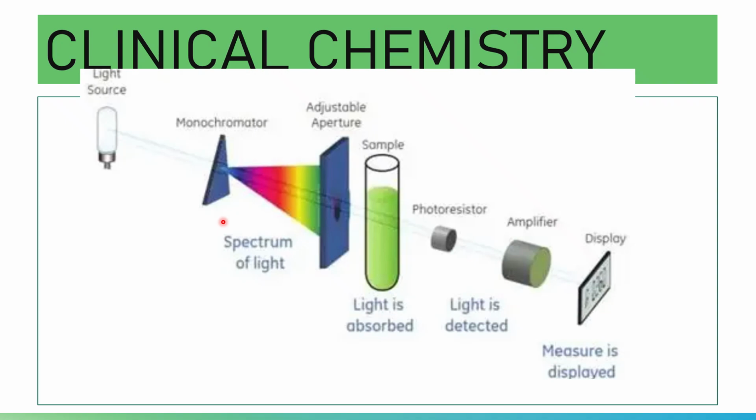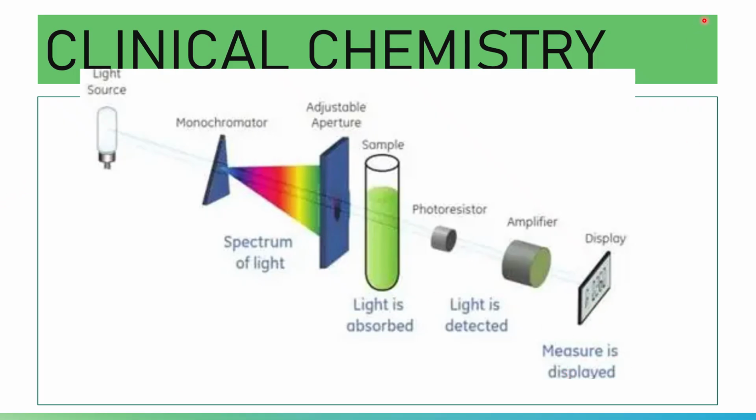The monochromator is a prism or grating that isolates a single wavelength. And then of course you have the cuvette, the test tube or the tube where you place your sample. Then you have the detector, which can either be a photodiode or a photomultiplier tube. This detector converts light into an electrical signal, and this electrical signal is reflected in the readout device or in the display.